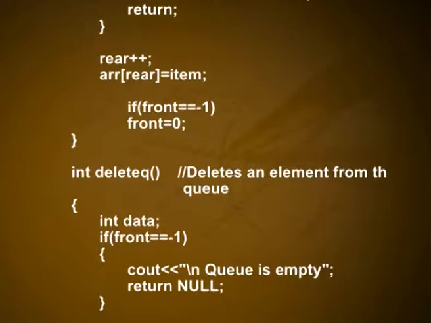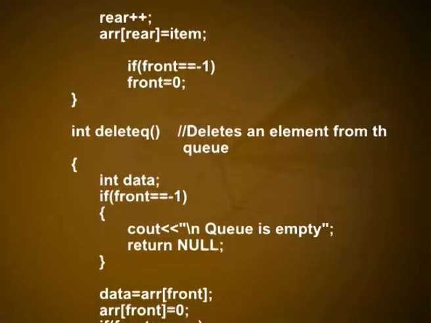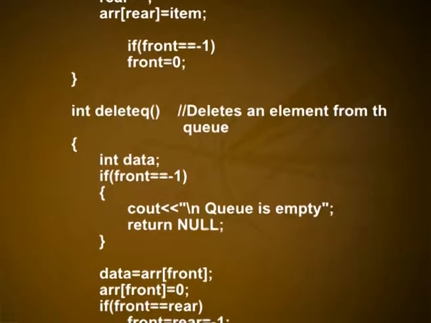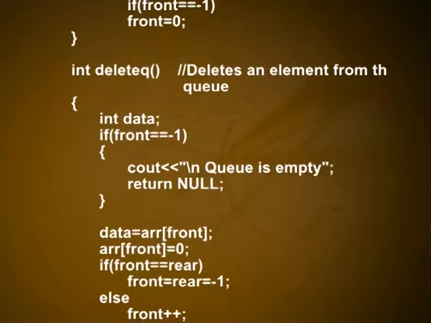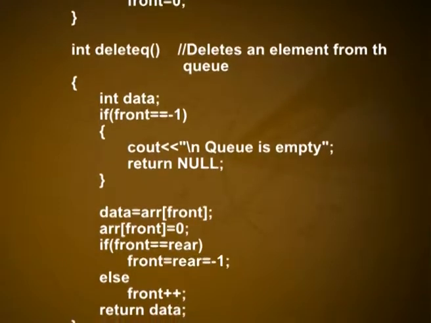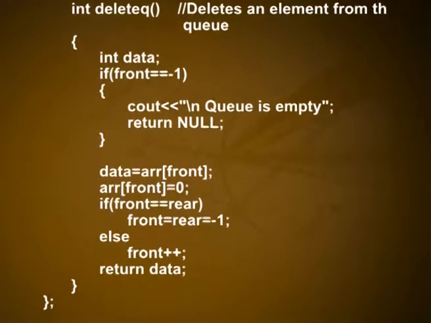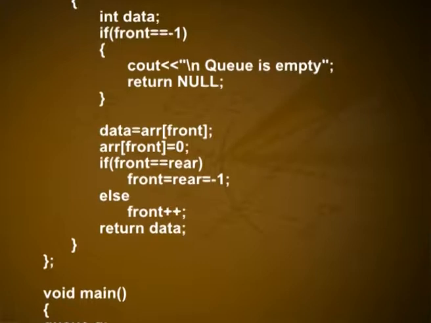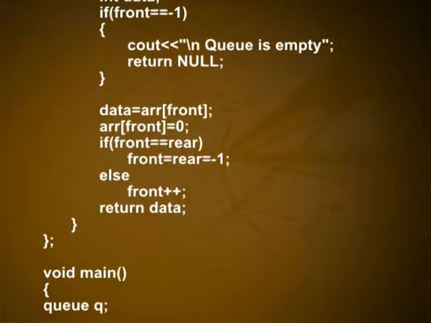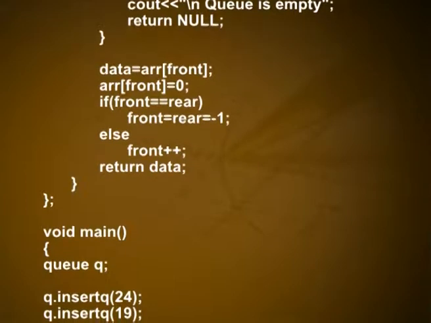Int delete queue, deletes an element from the queue. Int data, if front equals -1, cout queue is empty, return null. Data equals array of front, if front equals rear, front equals rear equals -1, else front plus plus, return data. Void main, queue q.